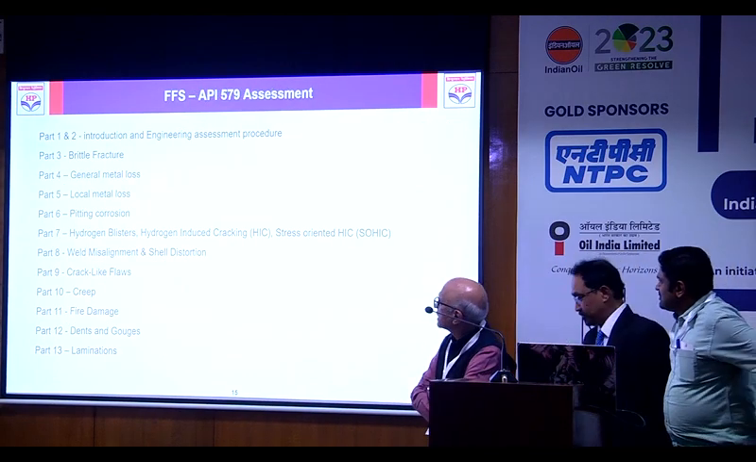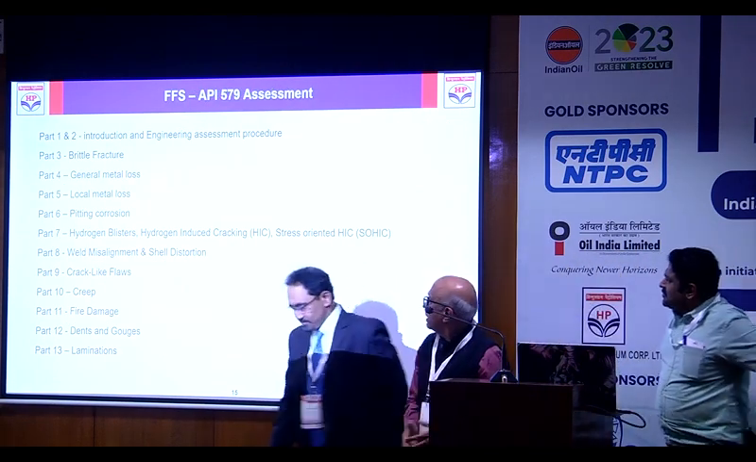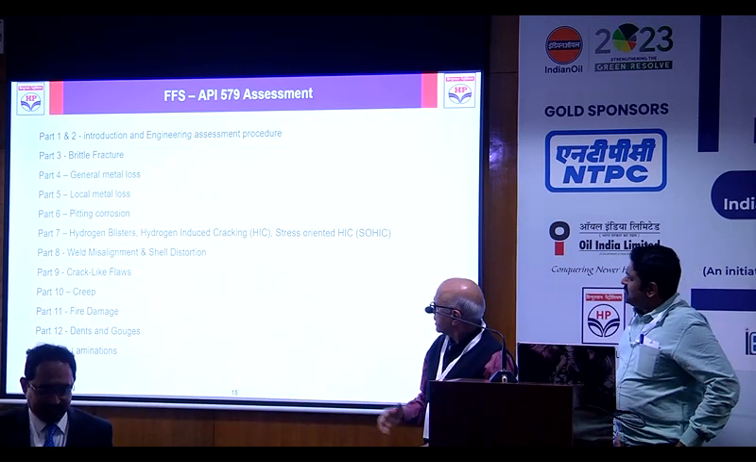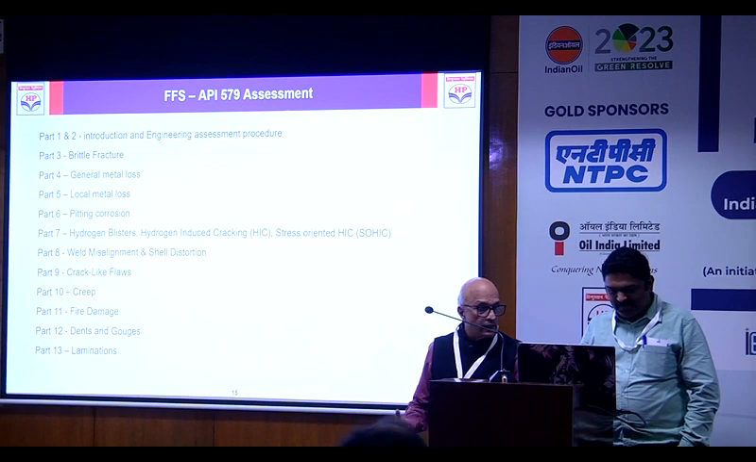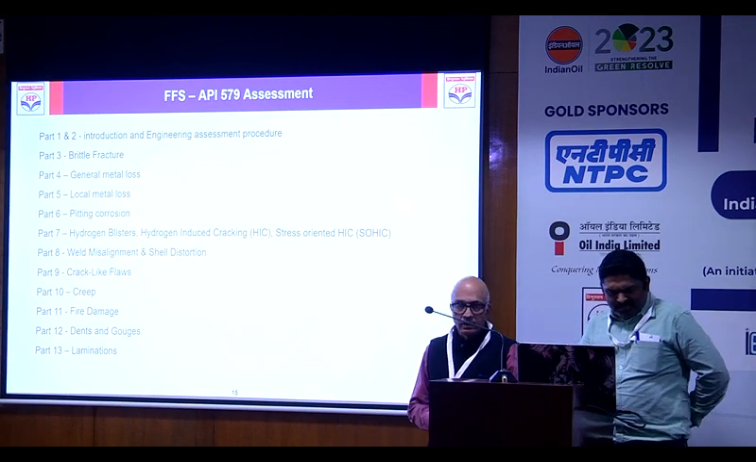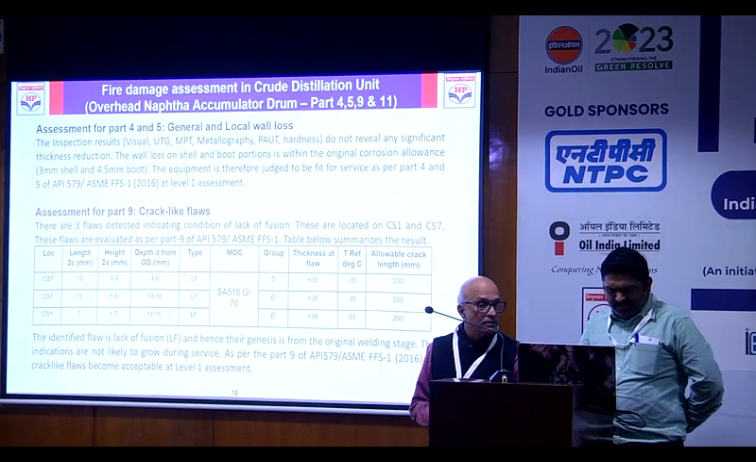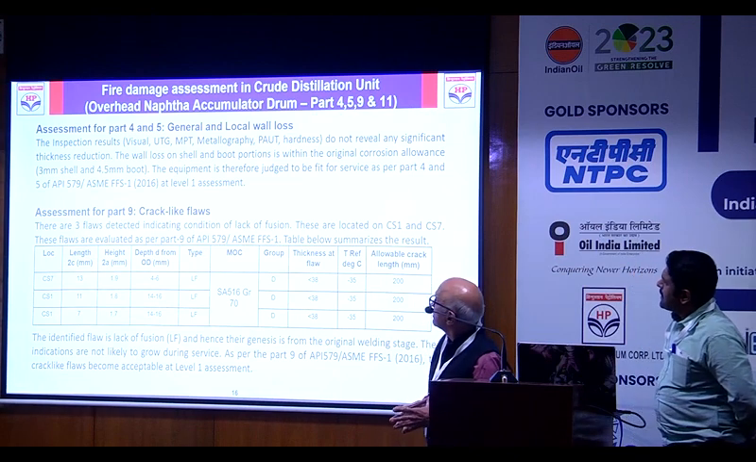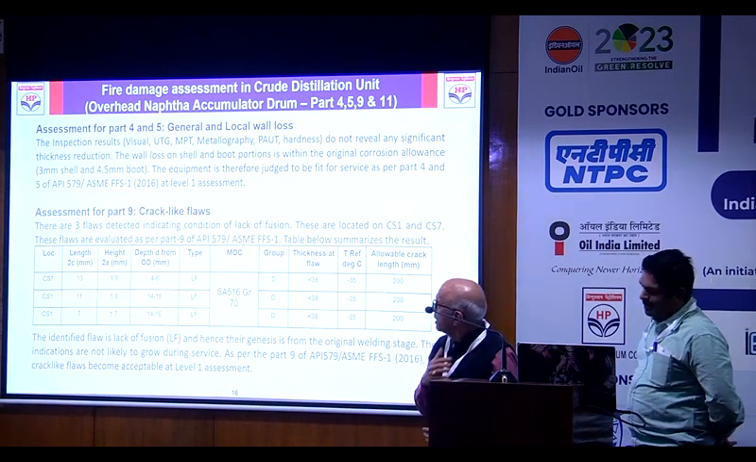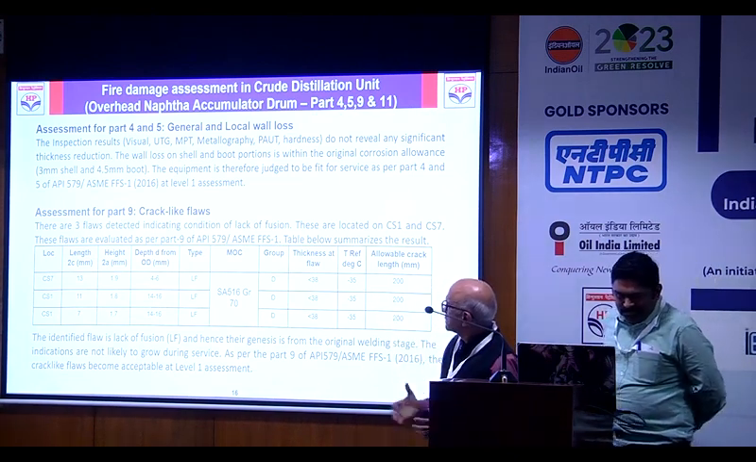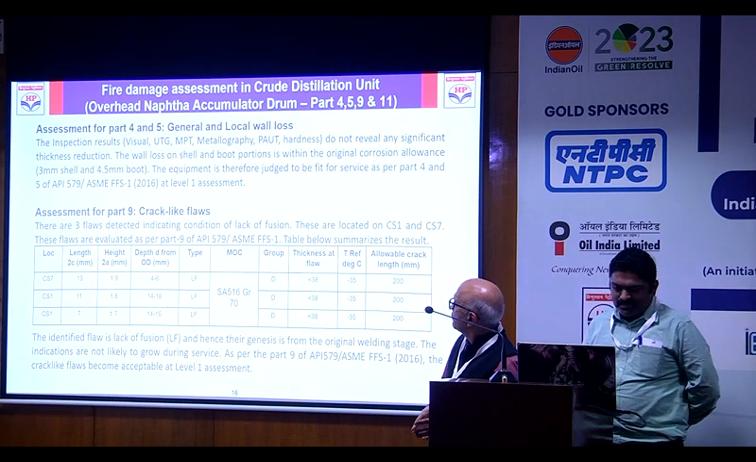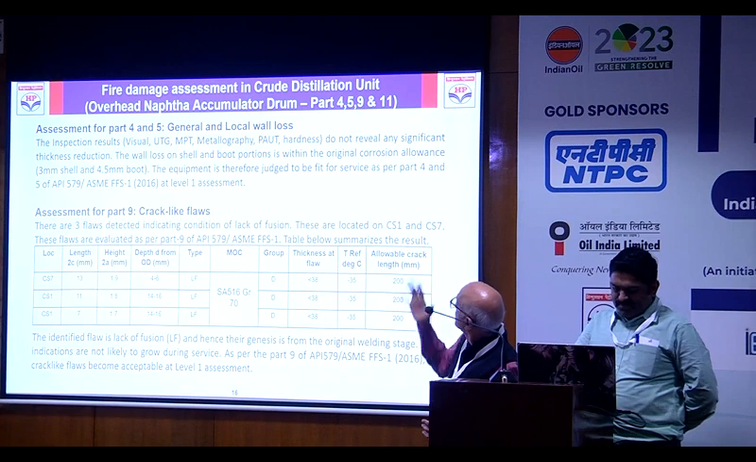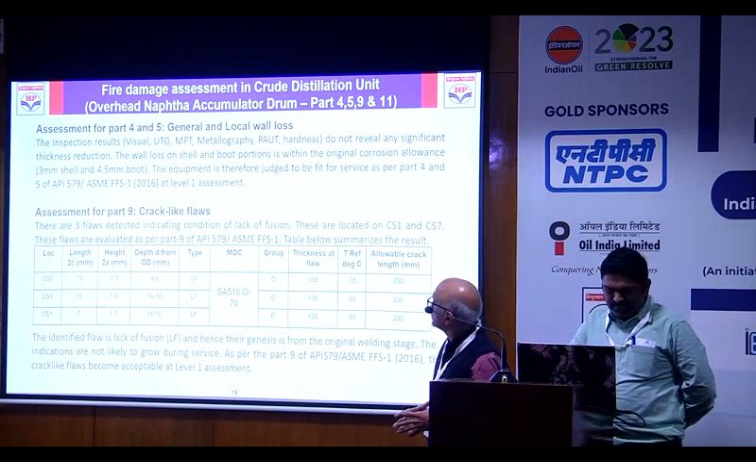These are the parts that are given in the code. Each part's applicability and limitation is also very well given. We have taken an example of a typical case. Go to the example, please. This is a fire damage case we have done, in which, after joint inspection, we found the applicability of parts 4, 5, 9 and 11. These 4 parts were considered for this evaluation.